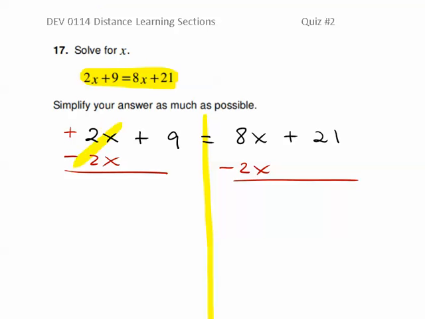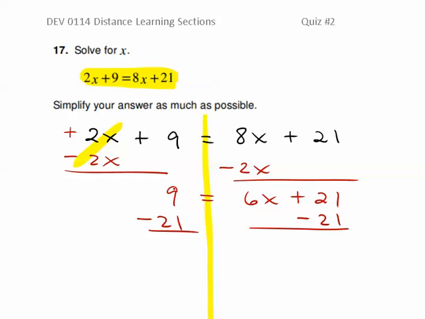The 2x terms on the left-hand side cancel. And that leaves us with 9. 8x minus 2x on the right-hand side is 6x. Bring down the plus 21. So now all of the variables are on the right-hand side. We can move the 21, the constant, to the other side by subtracting it. So the opposite of adding 21 is subtracting 21. If we subtract 21 from the right-hand side, we have to subtract 21 from the left-hand side.